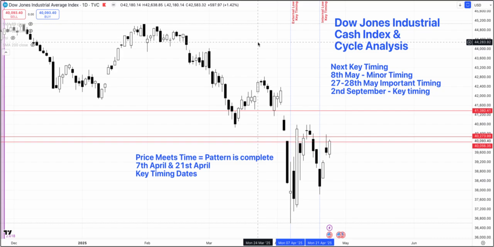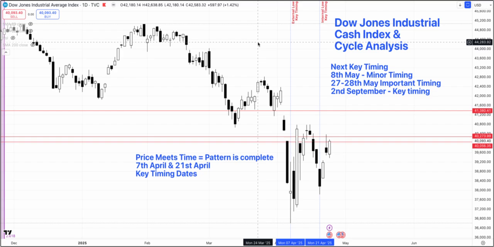What we are looking at is our timing model. This is something which I have not covered in quite some time. This is the daily timing model on the daily time basis, so it's a shorter term. I did cover the longer term one, which is the weekly chart.